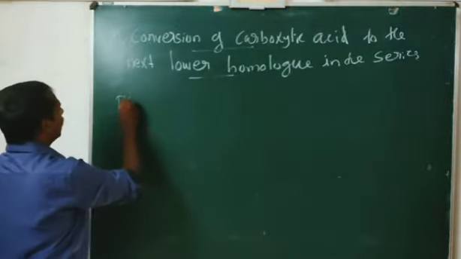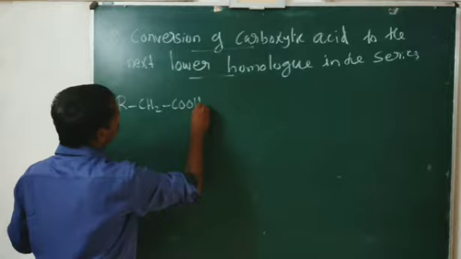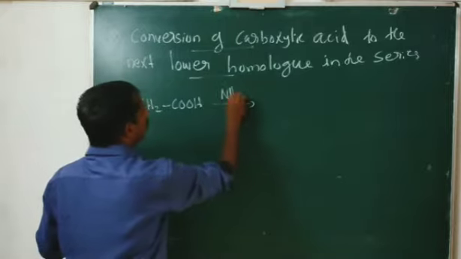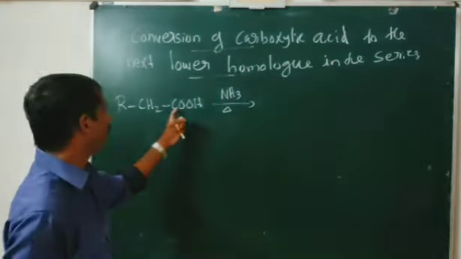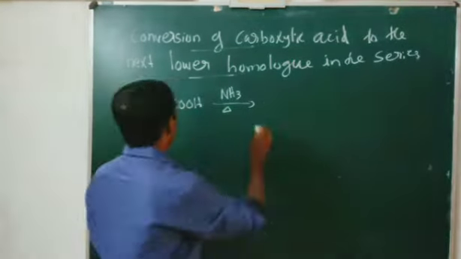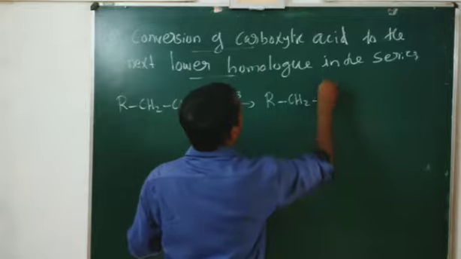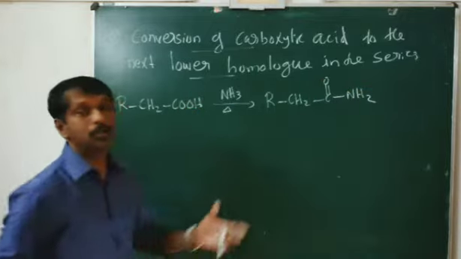So look at it here, RCH2COOH. We are starting with this carboxylic acid. Now this carboxylic acid on heating with ammonia, what will we get? We will get amide. COOH group will be converted to CONH2. So we get RCH2CONH2. This we have studied.